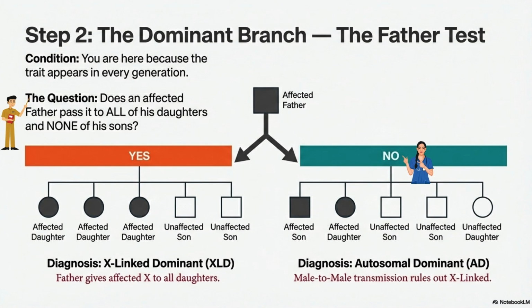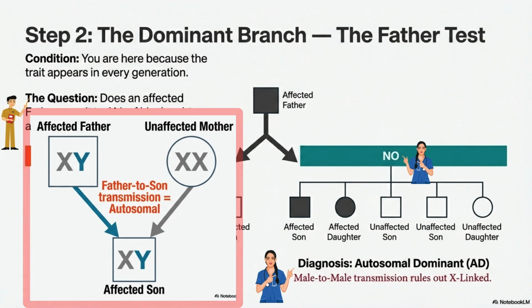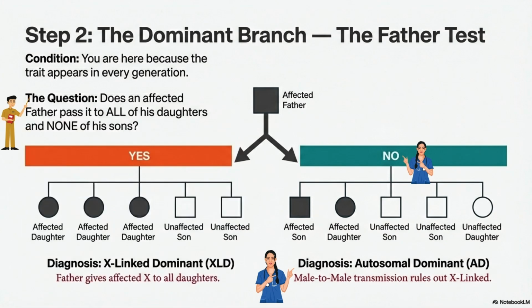If the answer is no, then he passes it to a son. The diagnosis is autosomal dominant disease. The logic here is, male-to-male transmission is the gold standard proof that it is not X-linked.